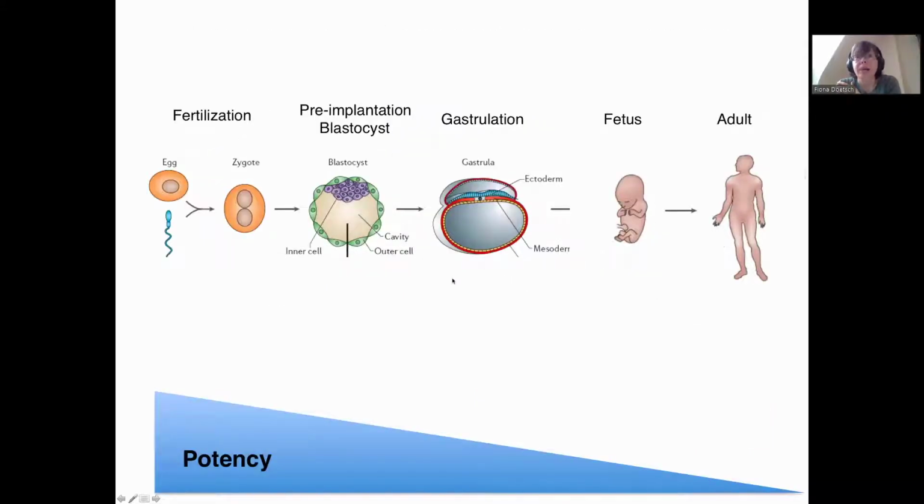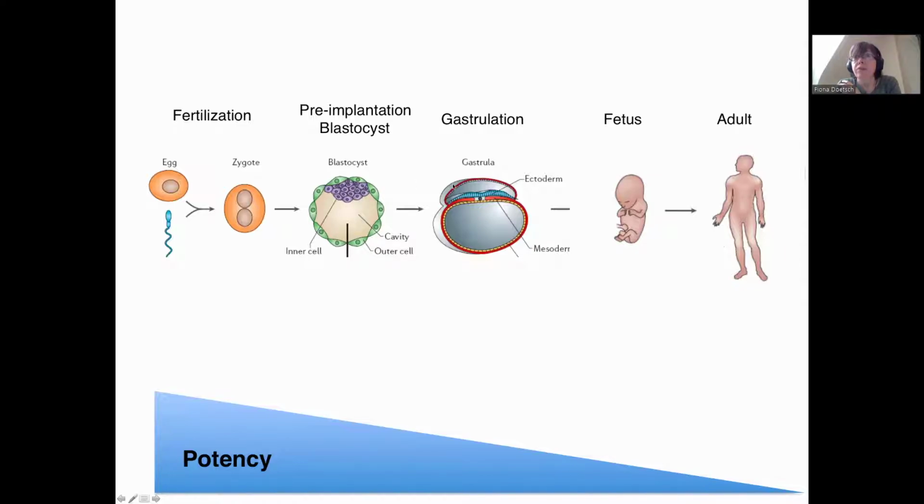So if we step back now and look at development, we can put this concept of potency onto a timeline. At the very earliest steps of embryogenesis, the sperm fertilizes the egg and gives rise to a zygote. This zygote will then divide and grow to give rise to something called the pre-implantation blastocyst. And this is essentially the inner cell mass inside this blastocyst. These cells give rise to the embryo.